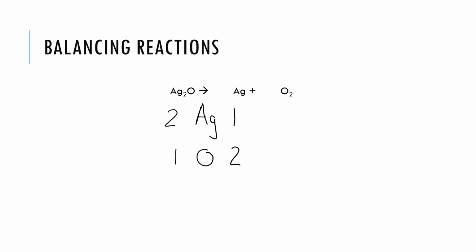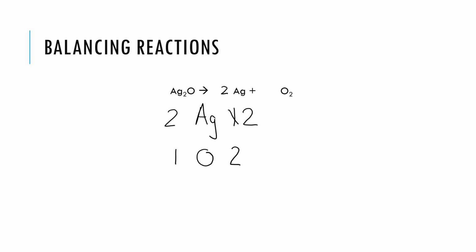You can choose whichever element to balance first, but I'm going to choose to balance silver first. In this case, I need to get two silvers on both sides. I'm going to do that by putting a coefficient of 2 in front of the silver. That doubles everything to the right of it. Instead of one silver, I now have two silvers. We're balanced. Let's move on to our oxygen.